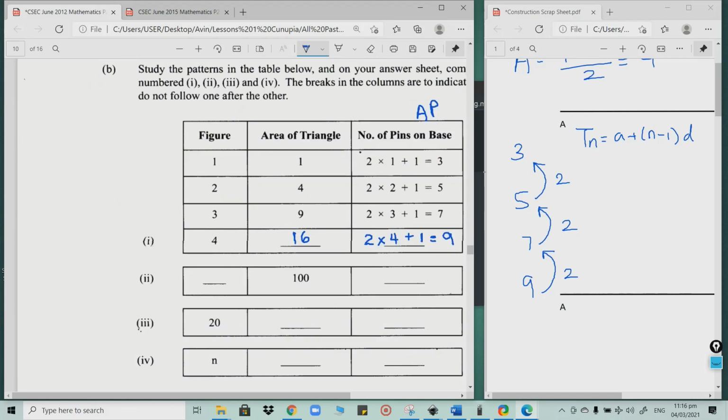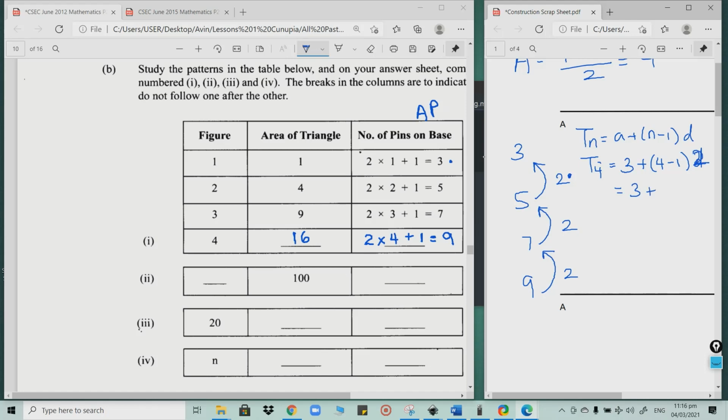So we know the common difference is 2, because that's the difference between each number. And the first term, the first number of pins, is 3. So A would be 3. So if we're trying to find T4, T4 is A. How much is A? 3. That's this guy here. Plus n minus 1. It's the fourth term, so that means n has to be 4. So it's 4 minus 1. And the common difference is 2.